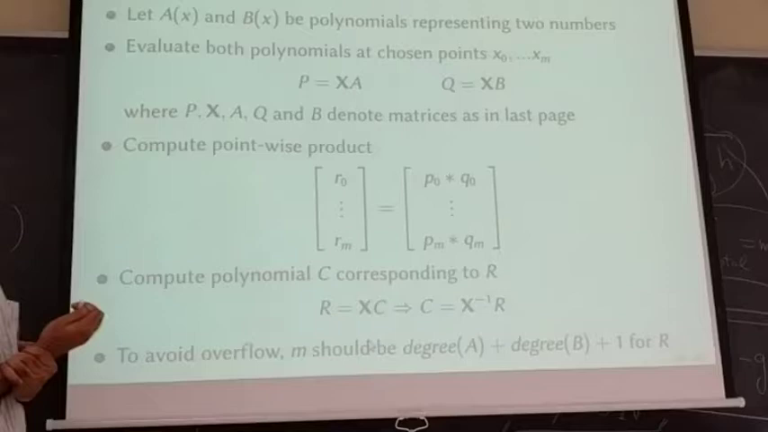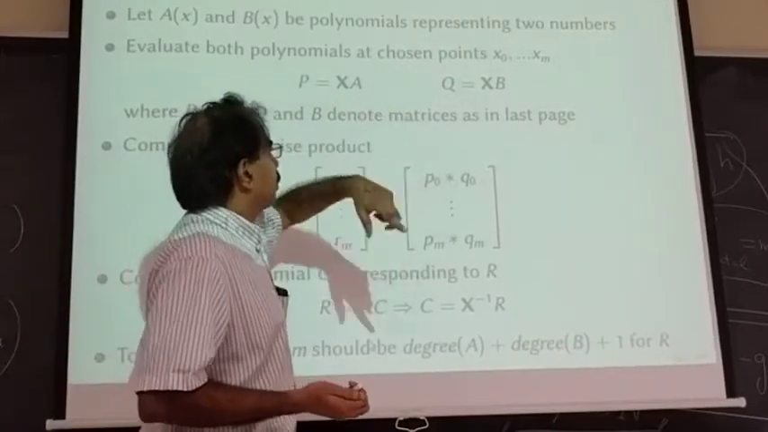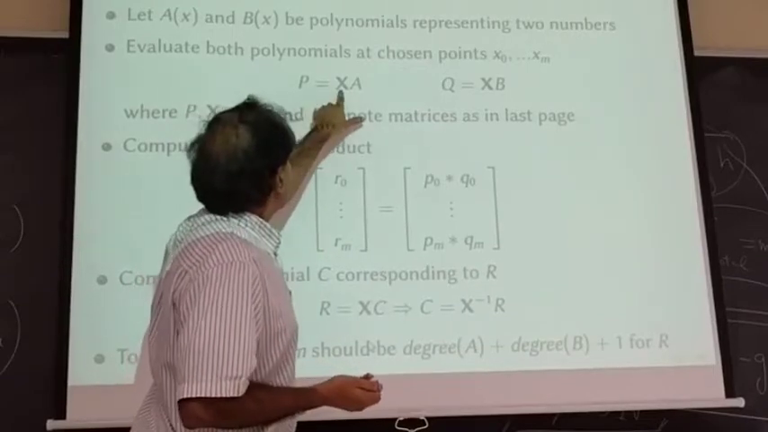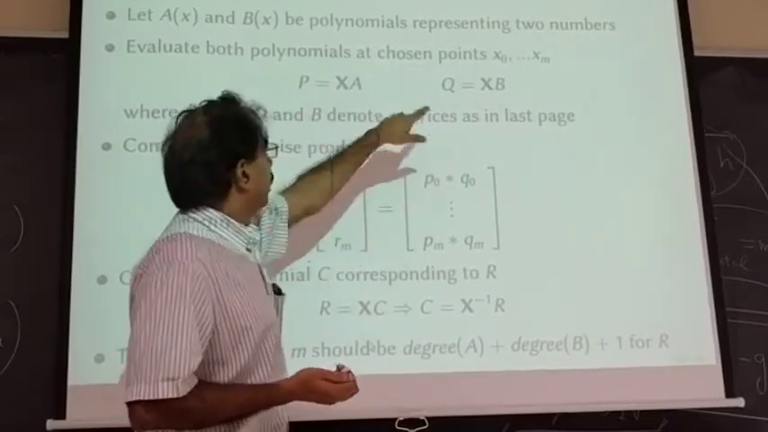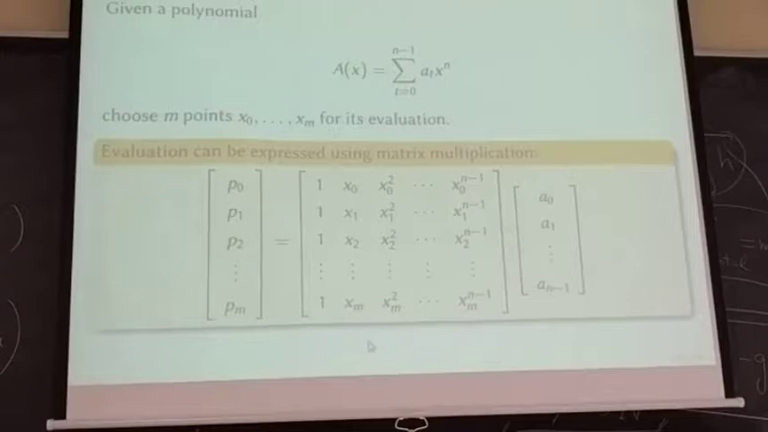So let a of x and b of x be polynomials representing two numbers, right? And then we evaluate the polynomials at the chosen points x0 to xn, okay? And so we can say p equals Xa and q equals Xb. Okay, so what is this boldface X? This boldface X is this matrix.